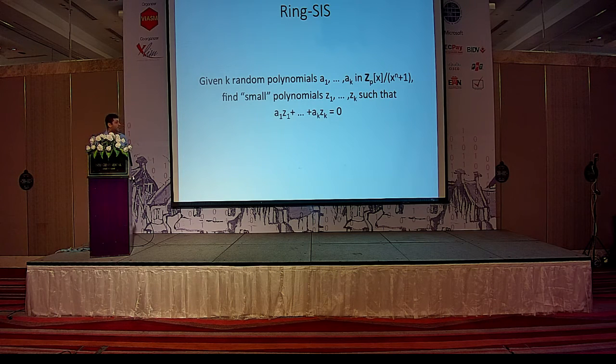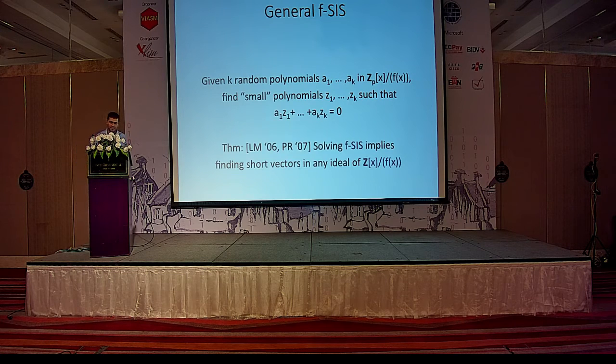Find polynomials with small coefficients so that the sum of the products is 0. This is the ring CIS problem, and it has proven hardness. We showed that if you can solve CIS over some ring, then you can find short vectors in any lattice that's an ideal of this ring.